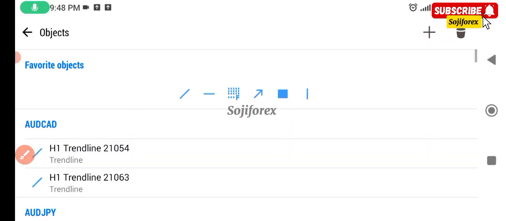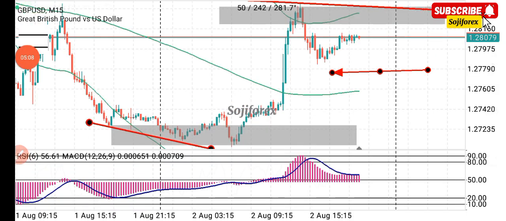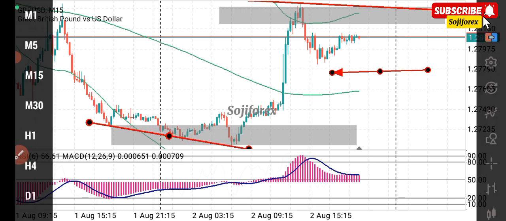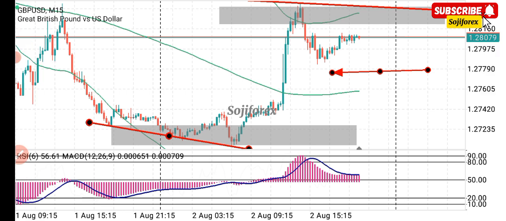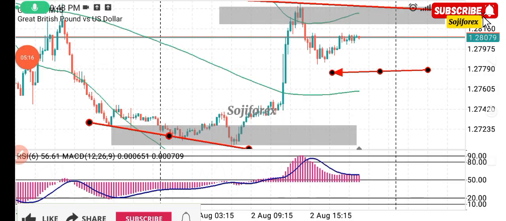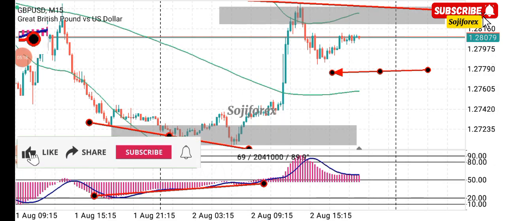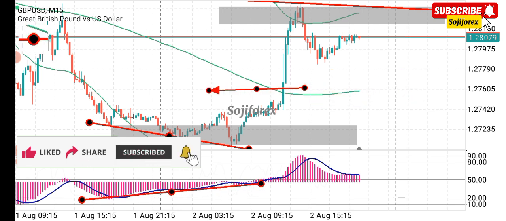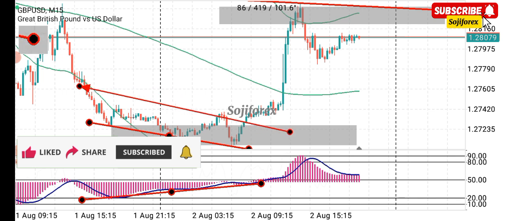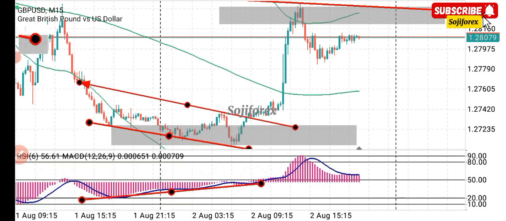So the divergence is the disagreement between the price action on the chart and the indicator. If you are wondering what divergence is, you can watch a previous video on this channel where we discussed divergence. So here we have a typical divergence. So what do I do next? I connect my trend line.